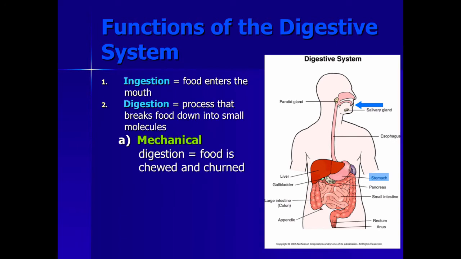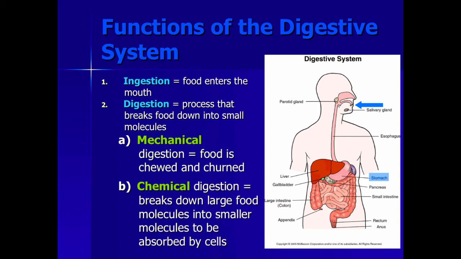So let's talk about the two different types of digestion. Mechanical digestion, which is where food is chewed and churned. Mechanical is kind of like a physical change. You're changing the way it looks, the size, the shape, but you're not making anything new. So an example of mechanical digestion would be when you're chewing your food. You're ripping it, you're grinding it, you're making it smaller, but it's still the same food. It's just smaller pieces of lettuce or smaller pieces of cheese.